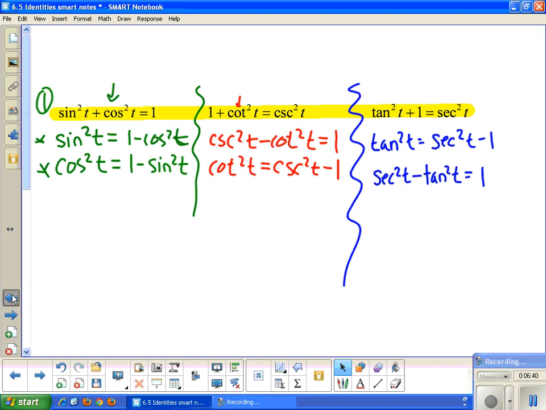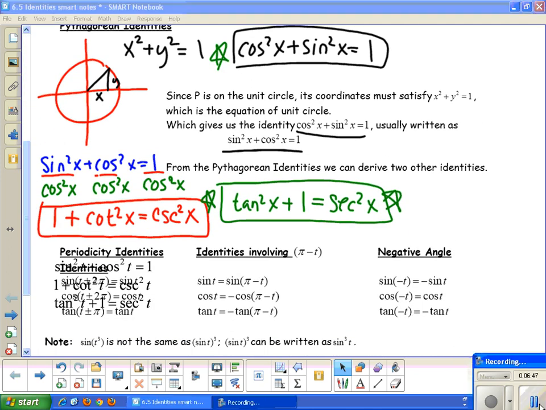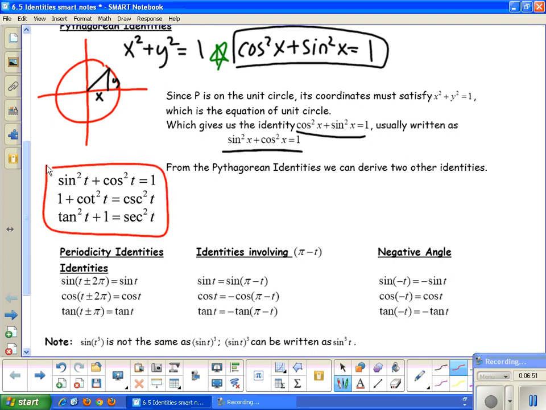And you need to have all of these memorized, the quotient identities, reciprocal identities, because those are often used as well. So I made it look a little nicer right here. So these are the Pythagorean identities, and again, you can get 6 more identities out of that.